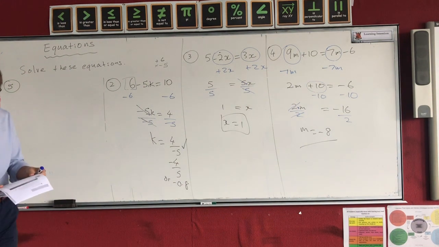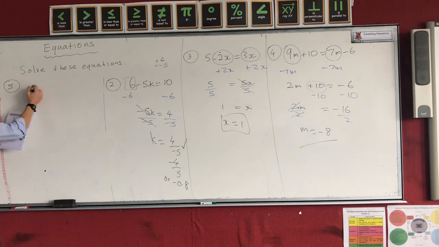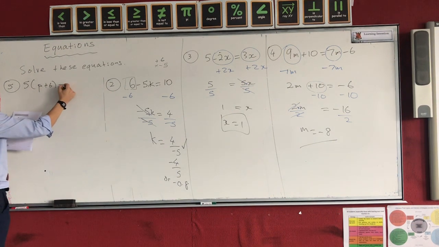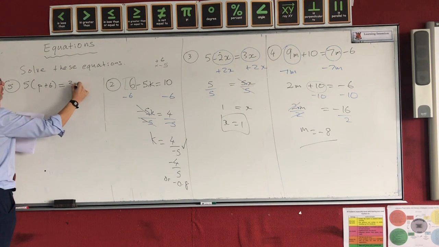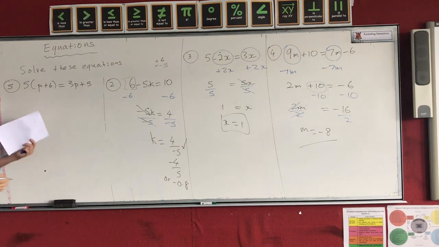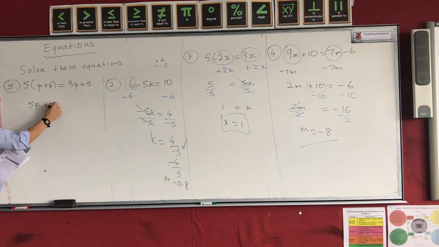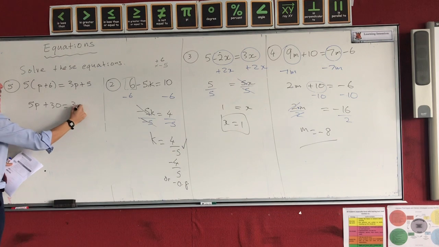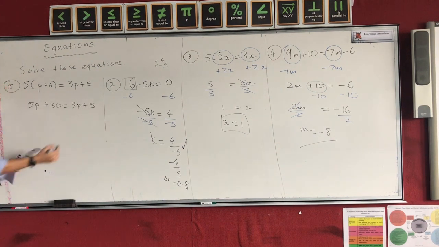Yes, let's do one with brackets. So we've got 5 brackets p plus 6 equals 3p plus 5. Okay, so how would we solve this equation? Well, the first thing I would do is expand those brackets. So 5 times p is 5p, 5 times 6 is positive 30, equals 3p plus 5.